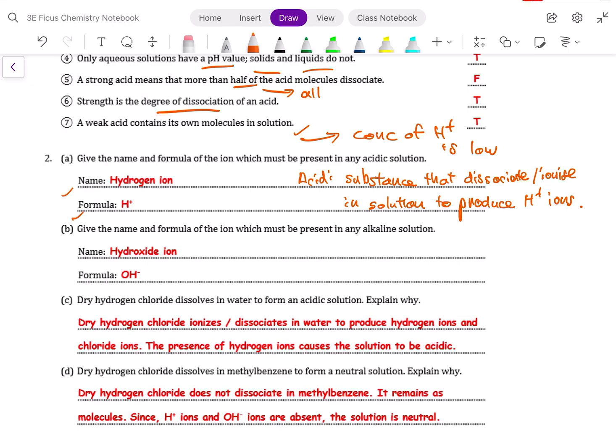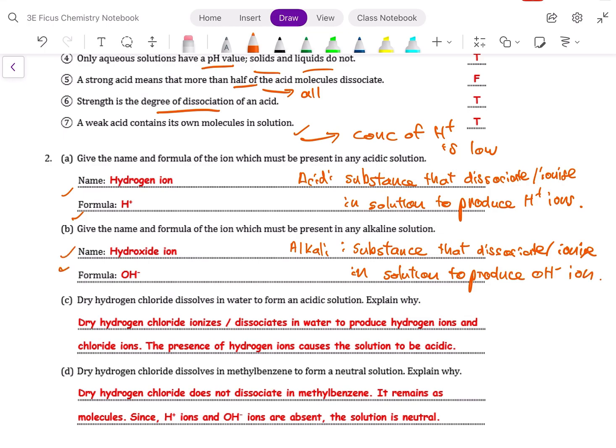Likewise for alkaline. What's an alkaline? The definition is just changing the H plus to OH minus. A substance that dissociates or ionizes in solution to produce hydroxide ions, OH minus ions, which is hydroxide. This is the name, this is the formula.